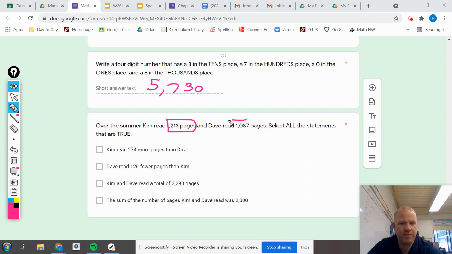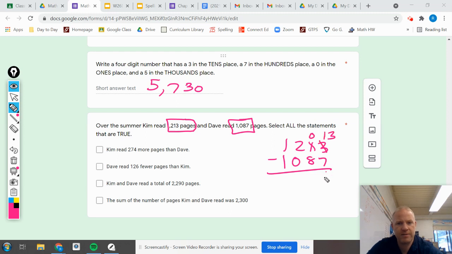Over the summer, Kim read 1,213 pages. Dave read 1,087 pages. Select all statements that are true. So Kim read 274 more pages than Dave. Well, we need to find out. 1,213 minus 1,087. You have to borrow from the 1. It becomes a 0. The 3 becomes 13.